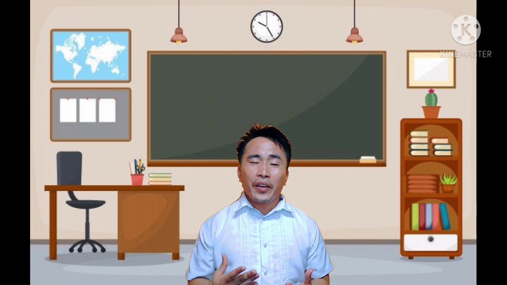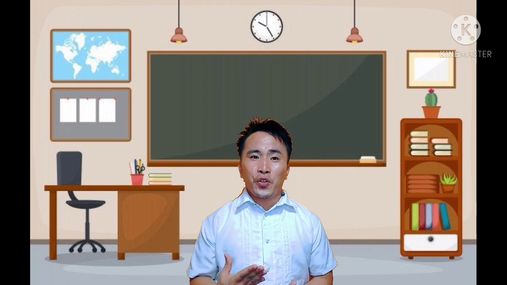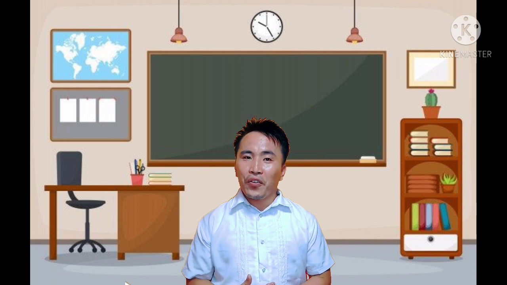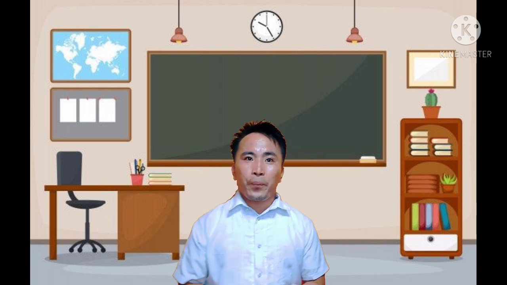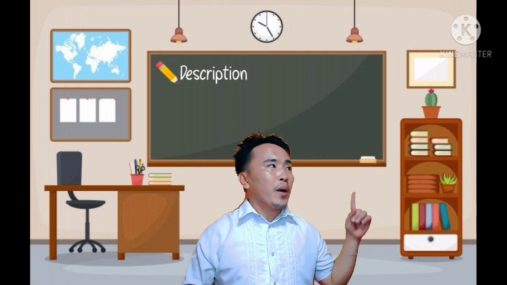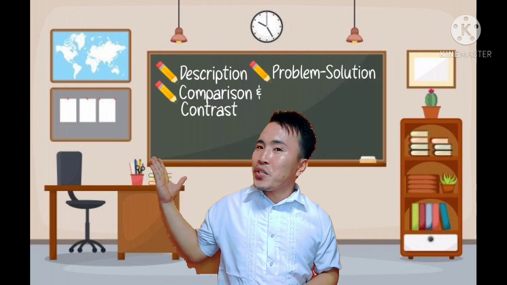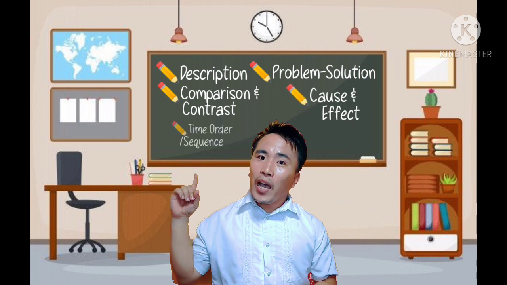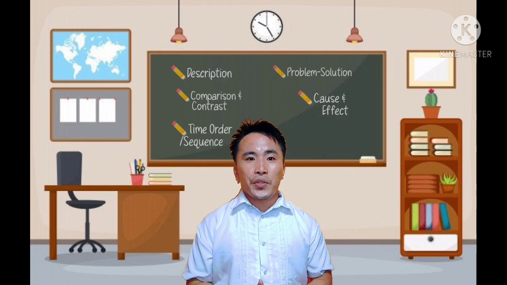Kids, again, what are the 5 structures of informational text? Very good. We have description, problem solution, comparison and contrast, cause and effect, and time order or sequence.